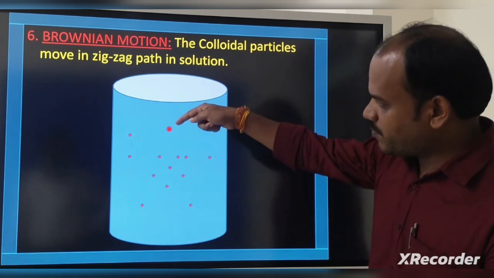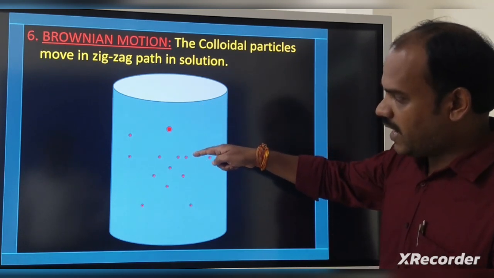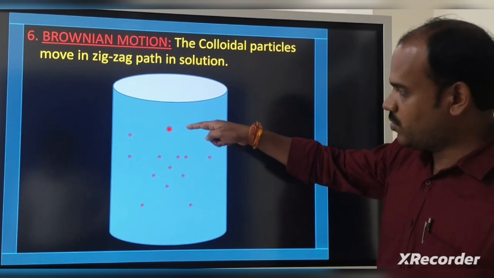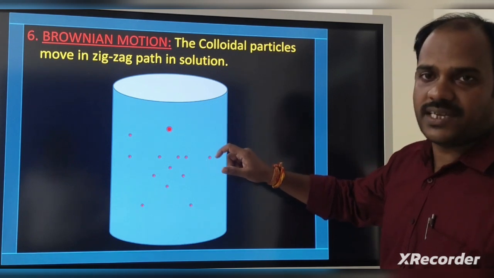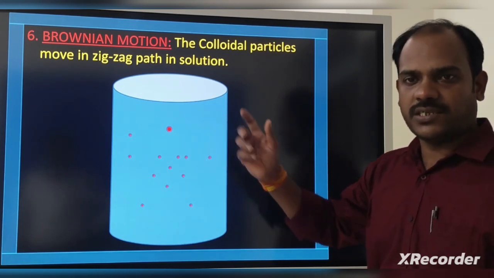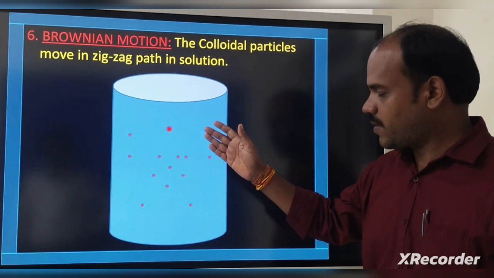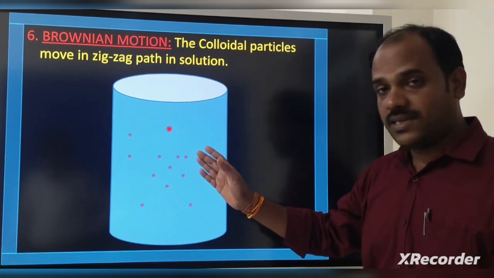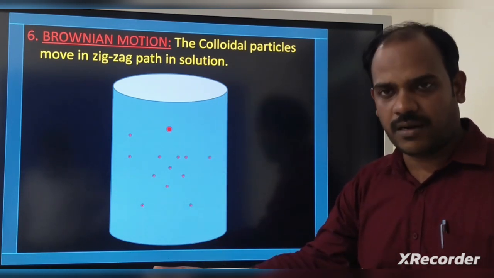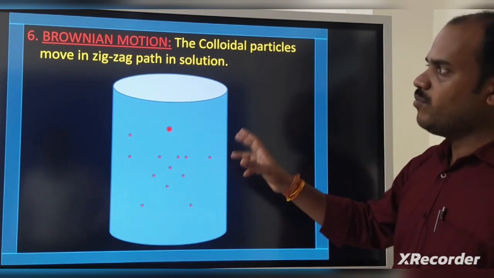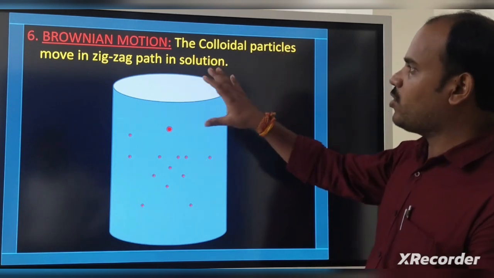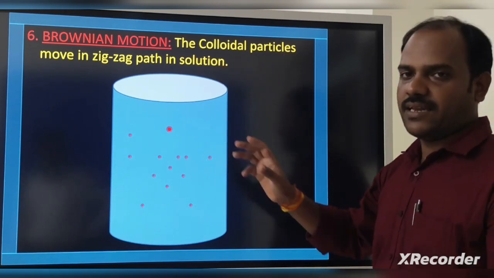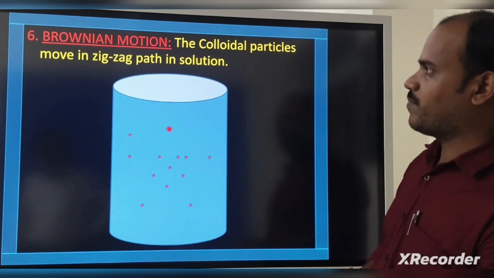Because as this particle is moving in a straight line, another particle comes into the path. So it collides with the particle, it strikes the particle, and due to the collision, the path of the particle changes. The path will change, but in that path again another particle will come. So due to the random movement or random collision of the particles, the movement of the particle is zigzag. Got it? Okay, so now we have understood Brownian motion.